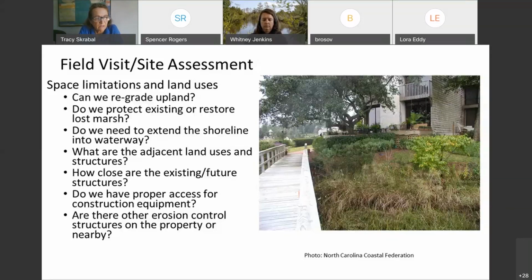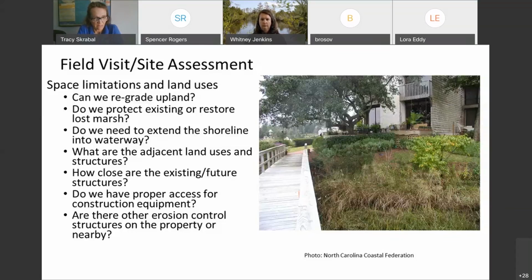And again, when we talk about extending the shoreline into the waterway, that is in many cases a regulatory question as well as a design question. So that's why you have to develop a relationship with your regulatory folks. What are the adjacent land uses? How close are the structures? This is a good example.